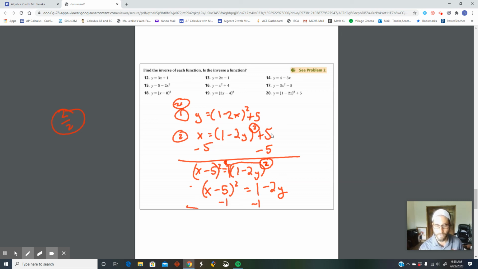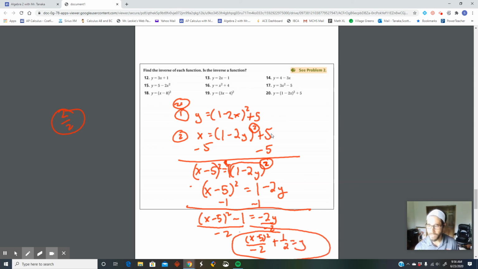And just be careful. That's an expression, so the x minus 5 squared stays together. Minus 1 equals negative 2y. Then I'm going to divide by a negative 2. So if you notice, this one was a good doozy. That'd be x minus 5 squared over negative 2 plus 1/2 equals y. And that would be the inverse.